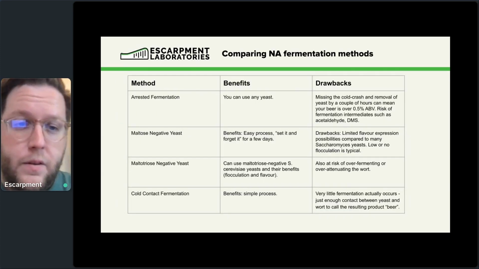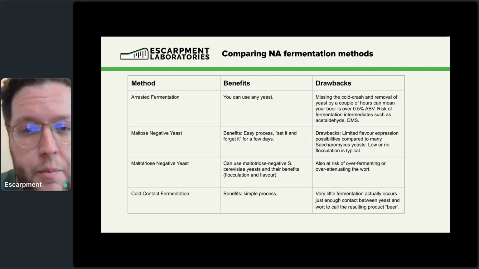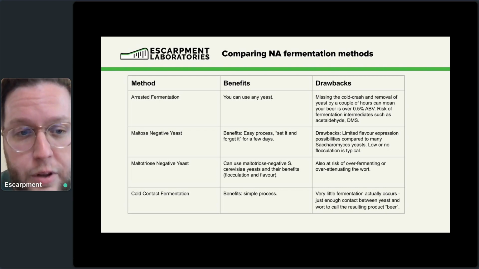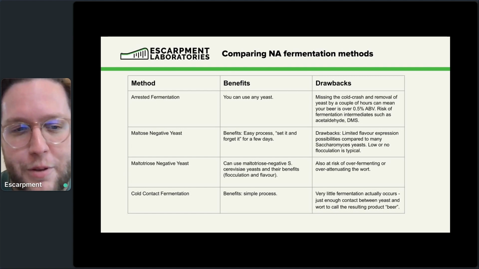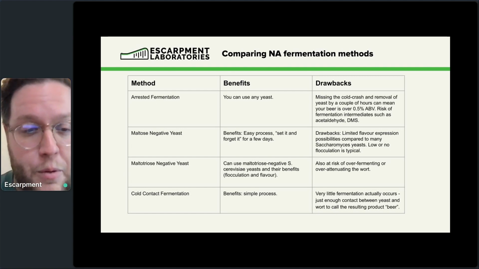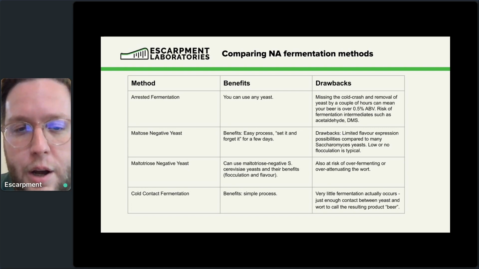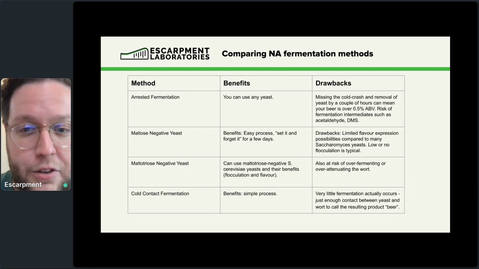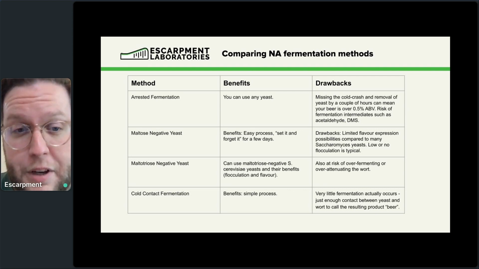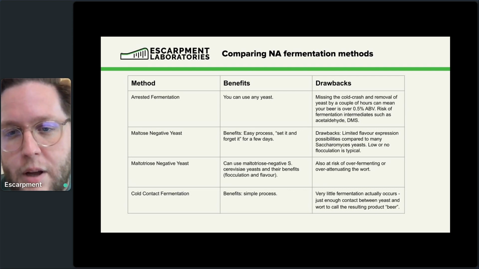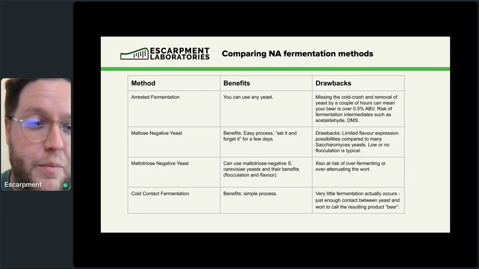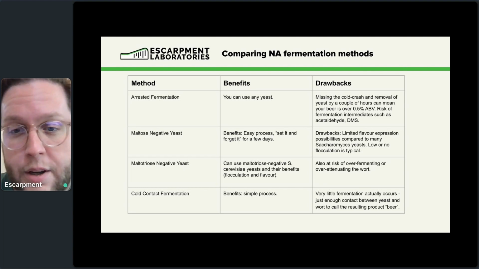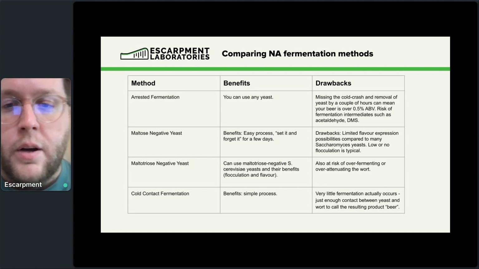So just comparing the methods, and I apologize for the wall of text here, but it's useful. Arrested fermentation is really beneficial because you can use any yeast, right? If you have a house yeast and you're just trying to make a non-alcoholic version of your flagship beer, this is an easy way to get up and running because you can just use your house yeast in there. That being said, there's a lot of technical challenges. If you miss arresting your fermentation, if you miss your cold crash or removal of yeast by a couple hours, that might mean that your beer is suddenly more than 0.5%, which means now you have to do a lot of rework to correct that beer.